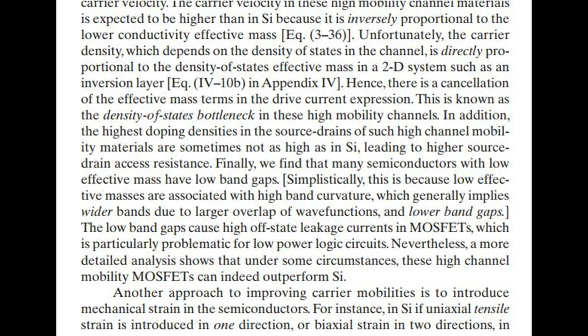In addition, the highest doping densities in the source drains of such high channel mobility materials are sometimes not as high as in silicon, leading to higher source drain access resistance. Finally, we find that many semiconductors with low effective mass have low band gaps. Simplistically, this is because low effective masses are associated with high band curvature, which generally implies wider bands due to larger overlap of wave functions, and lower band gaps.